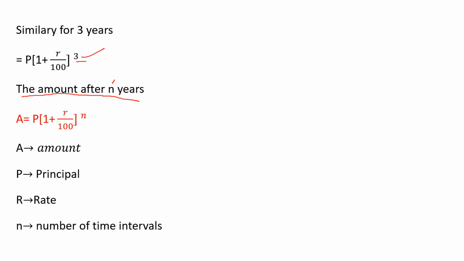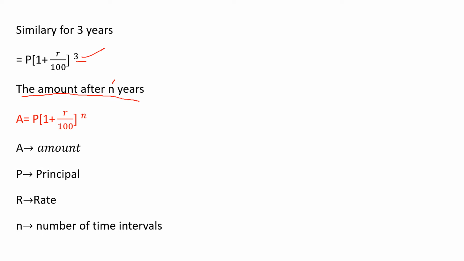You have to learn it by heart, because this formula you are going to use in the problems. So how will you find the amount after n years? Some 1 year or 2 years they will mention in the question. So what is the formula? Amount equals P into 1 plus R by 100, the whole power n.